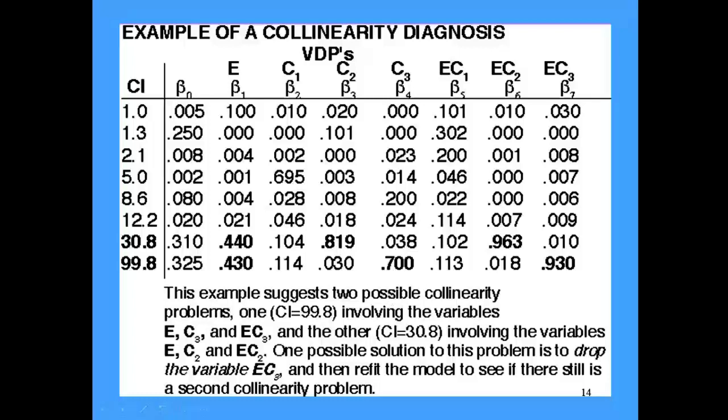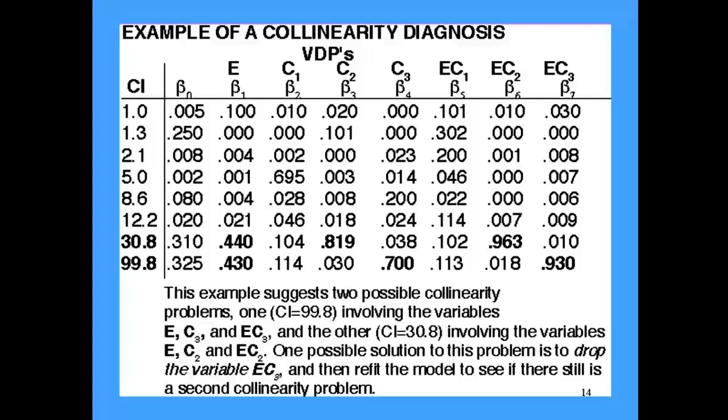Look at the 0.70, the 0.930, and the 0.430. Well, they're the largest three in there, but the 0.430 is the smallest of those three, right? Well, how large is it? They had a rough rule based on all the work that they did, spending the rest of their whole life doing this. They had this rule which said if the VDP is 0.5 or higher, that suggests a problem.